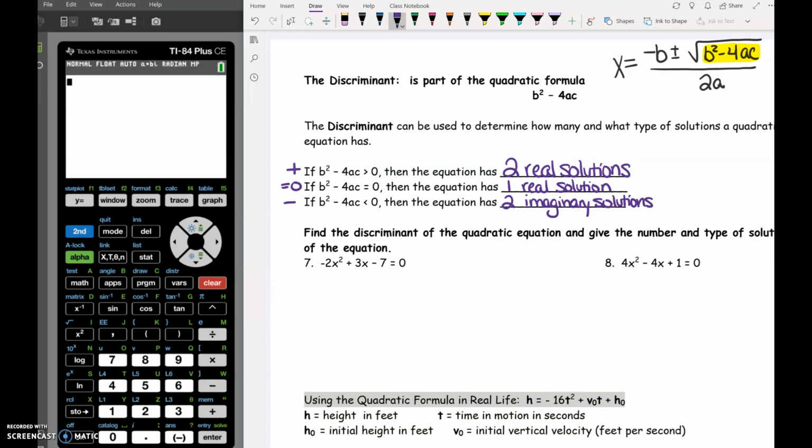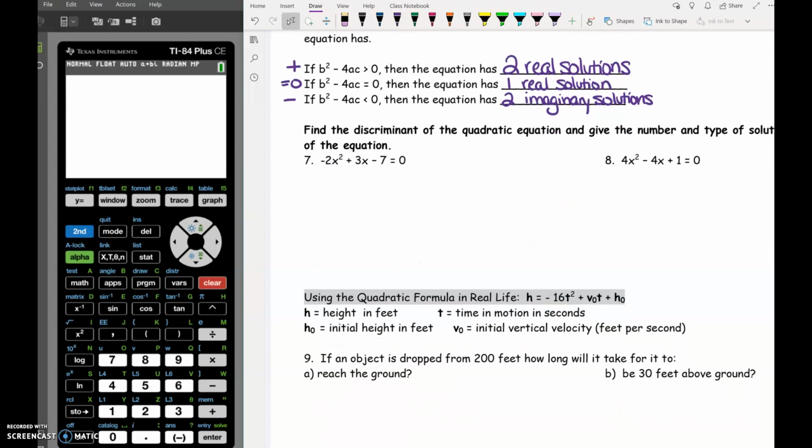The first three problems on your assignment are going to ask you, what is the discriminant? How many solutions, and what type of solutions? So let's look at number 7. When we're using the discriminant, we're not going to do the whole quadratic formula. We're just doing the discriminant. So I don't care if that a value is negative.